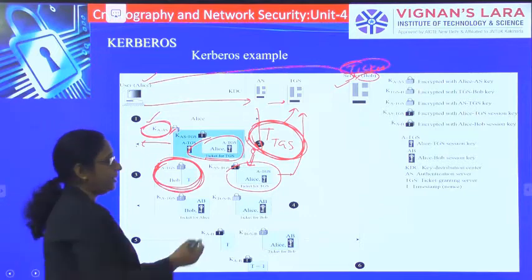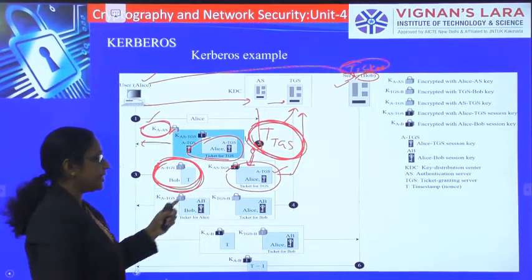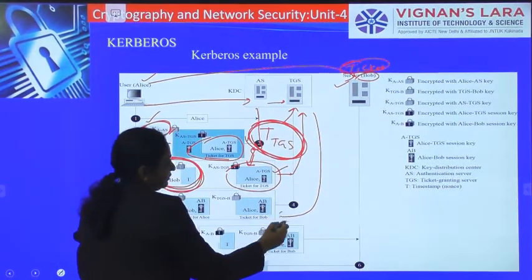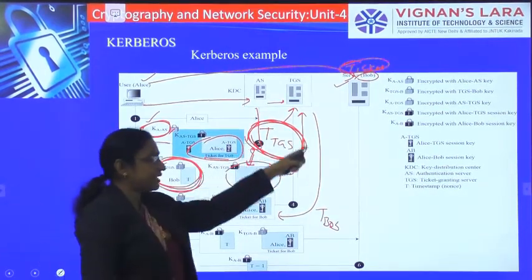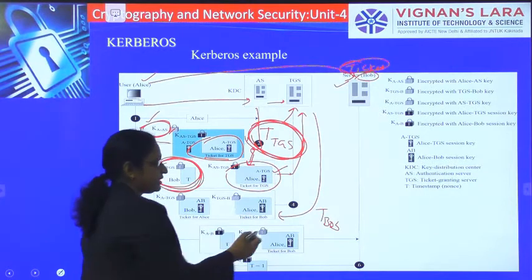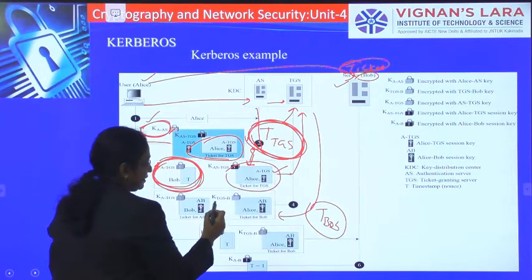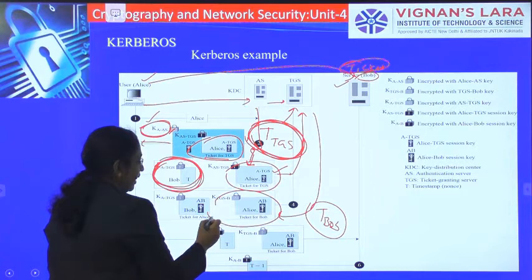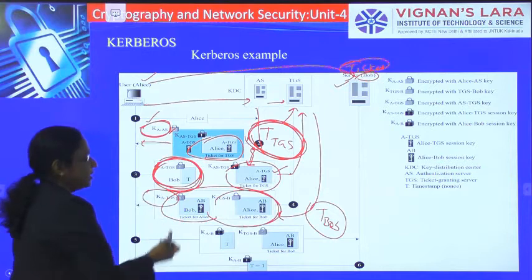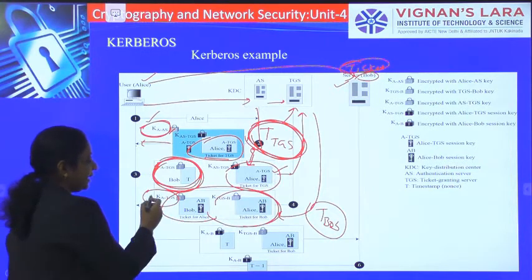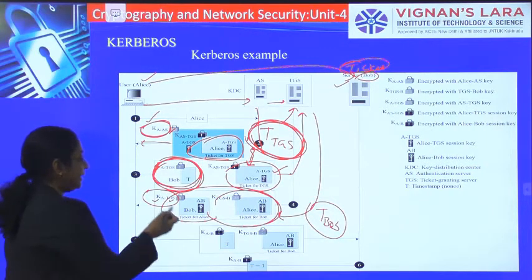The ticket granting server verifies this ticket. If it is okay, then the ticket granting server sends a ticket related to that server. You can see this is the ticket for Bob. This ticket for Bob is again encrypted with the key of Alice and the ticket granting server, and it is sent to Alice.